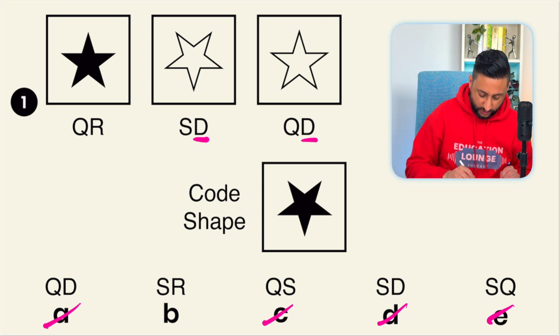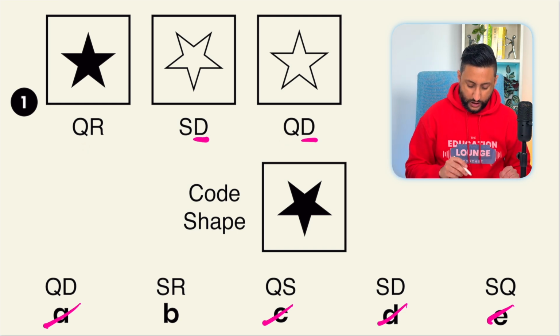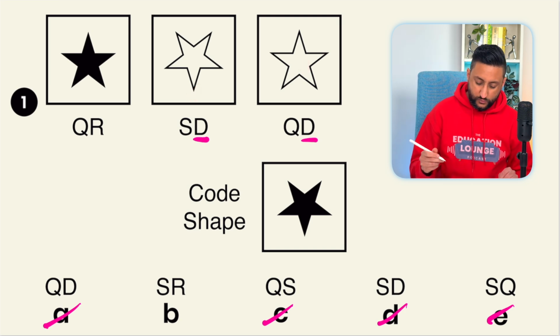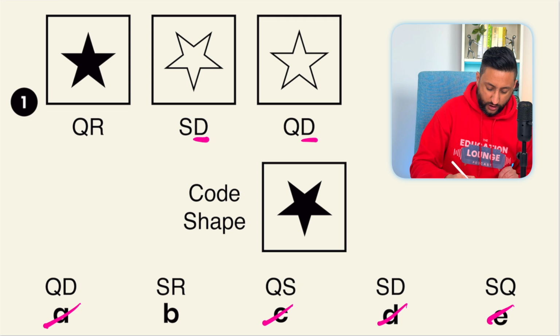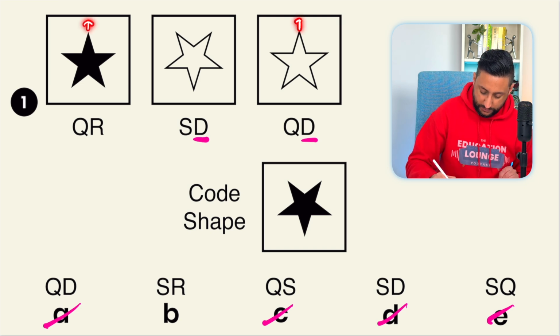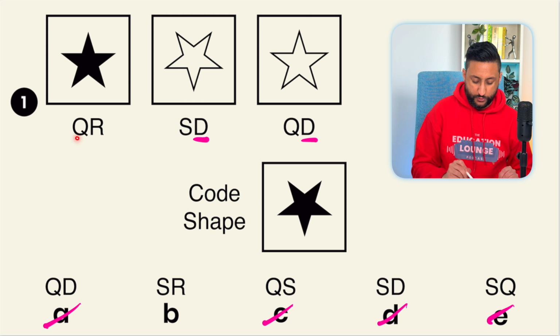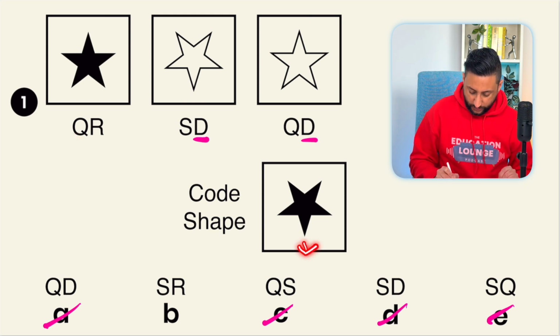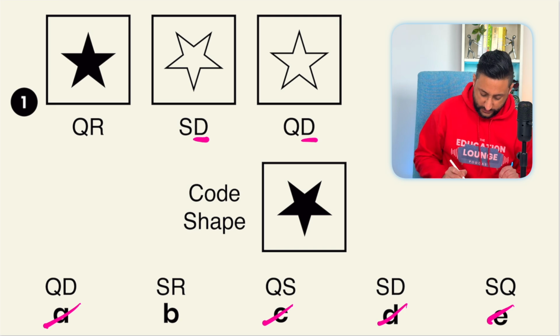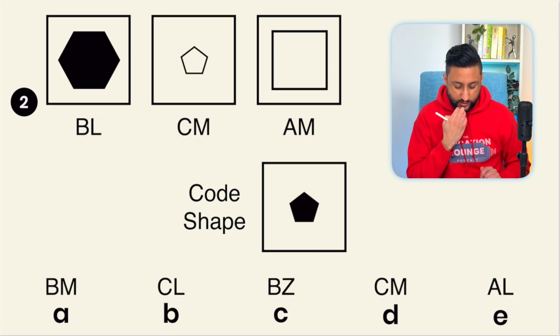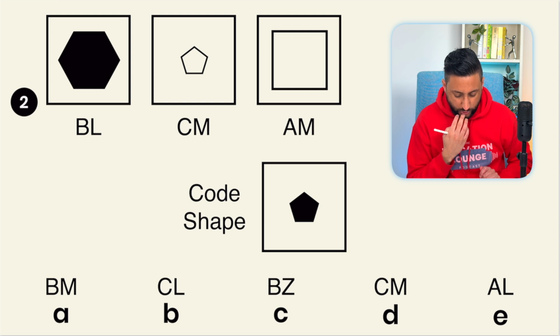The other letters are Q, S, Q. There's something the same in the first and last that's different in the middle. Well, first and last have the star point pointing up. Middle has star point pointing down. Q is pointing up. S is pointing down. Is our code shape pointing up or down? It's pointing down. So yeah, SR is our answer. Question 2, another 2-letter code question.